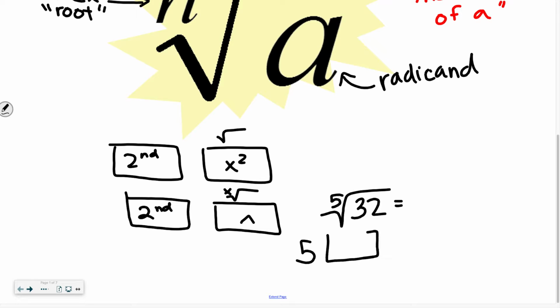And then I have to type second, caret or exponent, and it'll bring up a little x with what looks like the radical. And then I type 32. Okay, so you guys try that. I'm going to help the people with different calculators.